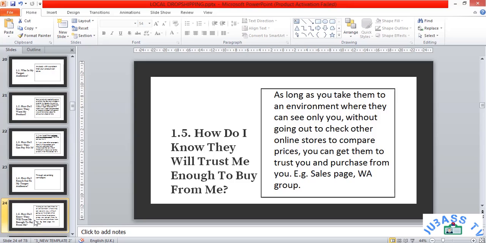Okay, so you've taken them into an environment, you've properly convinced them. Now the only reason they will not buy from you is, one, they don't have the money and are not ready to buy immediately, or number two, they feel like they have to do more research, or some people feel like, okay, the pictures might be photoshopped.